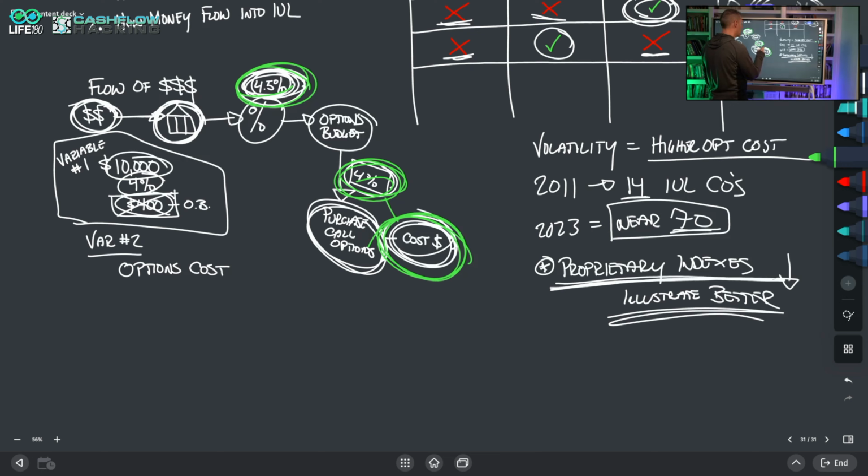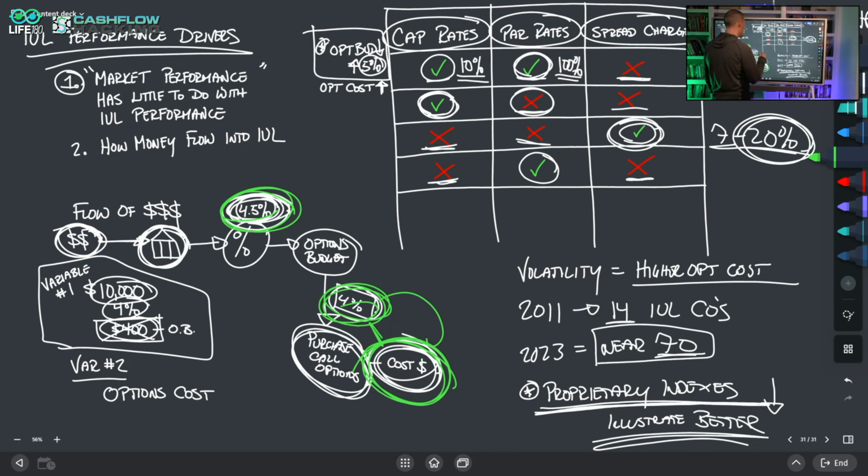When you understand that those two things end up having this trickle-down effect to all these areas, whether it's the cap rates, the par rates, the spread charges, just a participation rate, or just a cap rate with a guaranteed par rate that they can't change and no spread charge, right? I guess I have that one right here actually. So right there, okay, so we have that.